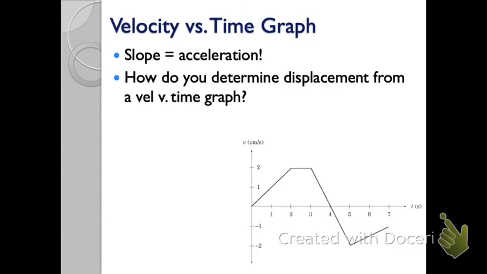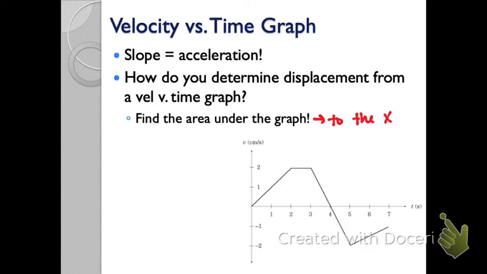All right, next question I'm going to ask is, how can I determine displacement from a velocity versus time graph? Is there a way for me to determine displacement, how far I've gone? Okay, the way we can do that is by calculating the area under the graph. The area under the graph. And I want to make another little clarification here. Area under the graph to the x-axis. Okay, so it's only to the x-axis.